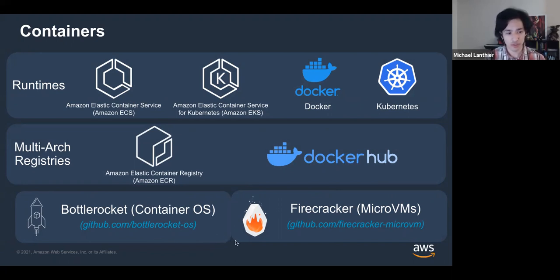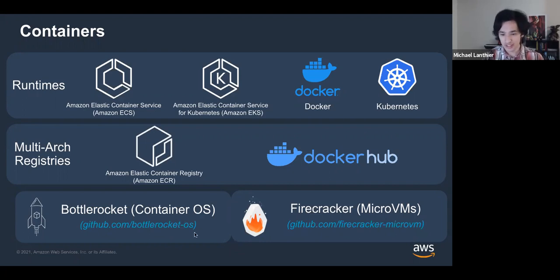Also, popular container registries such as ECR and Docker Hub support multi-architecture images. So they're fully ready to be image repositories for your ARM images or your multi-architecture manifested images as well. And we also have support for some newer container technologies such as Bottlerocket and Firecracker.